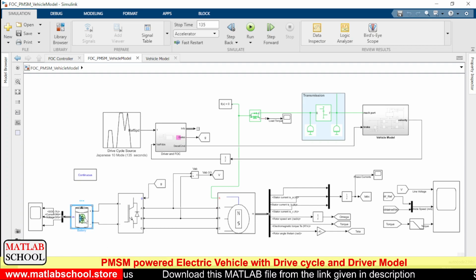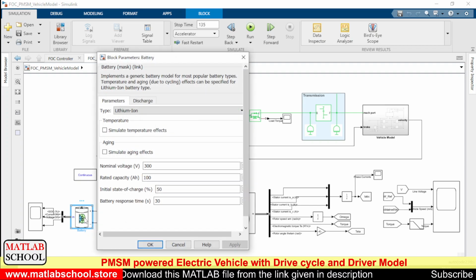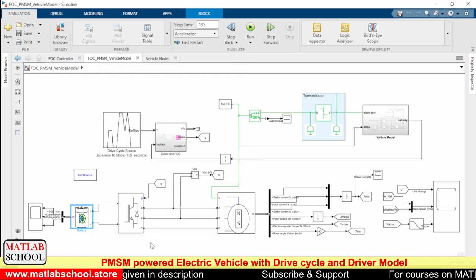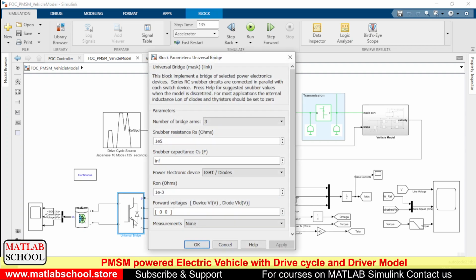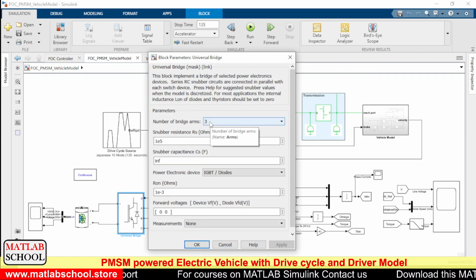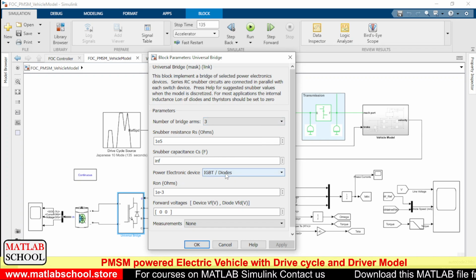This is the lithium ion battery. I have chosen 300 volts and 100 Ah capacity. The SOC of the battery is 50. And here we have the universal bridge. In this universal bridge, I have chosen the number of bridge arms to be 3, and the power electronic device is IGBT and diode.